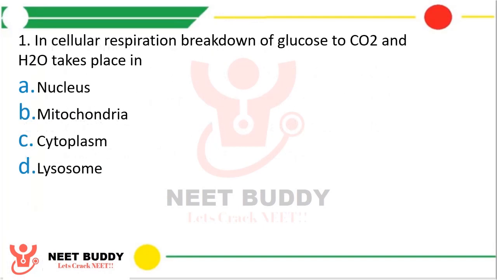Question number 1. In cellular respiration, breakdown of glucose to carbon dioxide and water takes place in option A, nucleus, option B, mitochondria, option C, cytoplasm, or option D, lysosome. Breakdown of glucose to carbon dioxide and water takes place in. The correct answer is option B, that is mitochondria. What happens in cytoplasm? Formation of pyruvic acid takes place in cytoplasm.